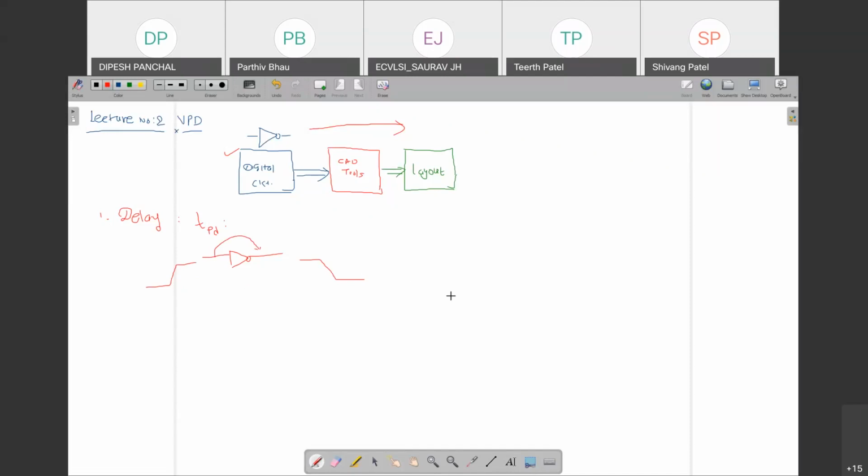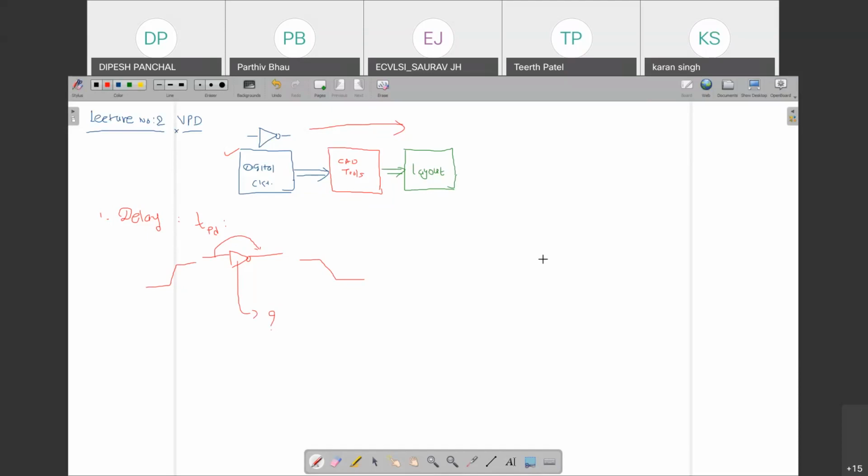If it's an ideal device, an ideal NOT gate, in zero time you can transfer the signal from input to output. But reality is not ideal. We have practical gates available, so we cannot say there is zero delay provided by a particular gate. What is available inside this gate? Can anyone tell me? Transistors. Yes, transistors.